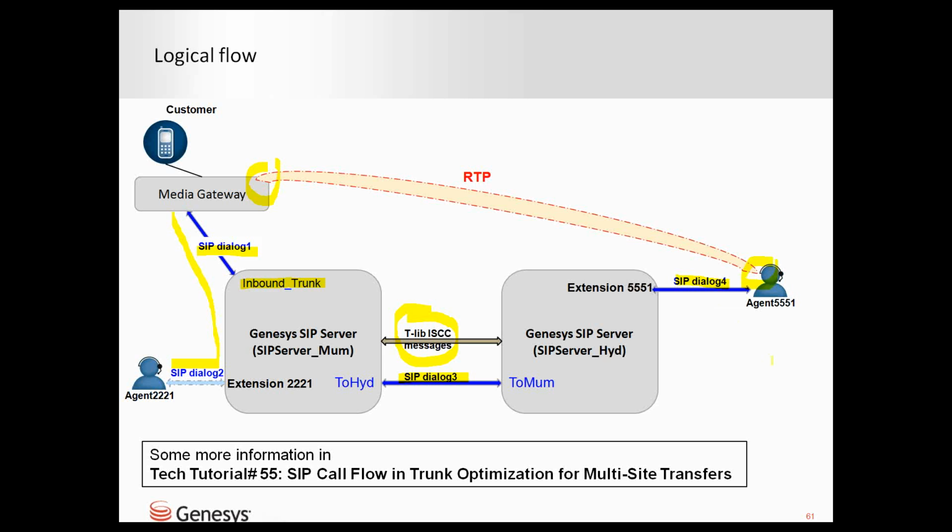between agent and customer. Now, this is the way you will have communication in multi-site. You can have 2 sites, or you can have many number, 3, 4, 5, 6, any number. And Tech Tutorial 55, this covers SIP call flying multi-site transfers. So how you can do that and how you can optimize trunks so that you will have better control on the call flow.